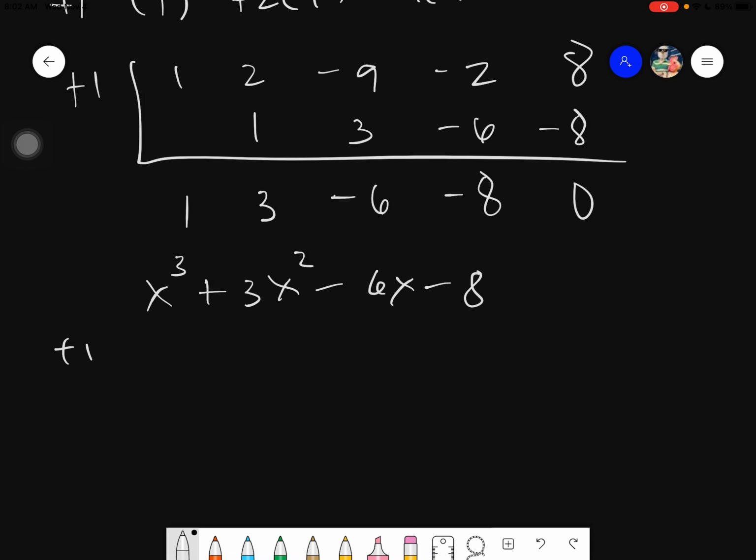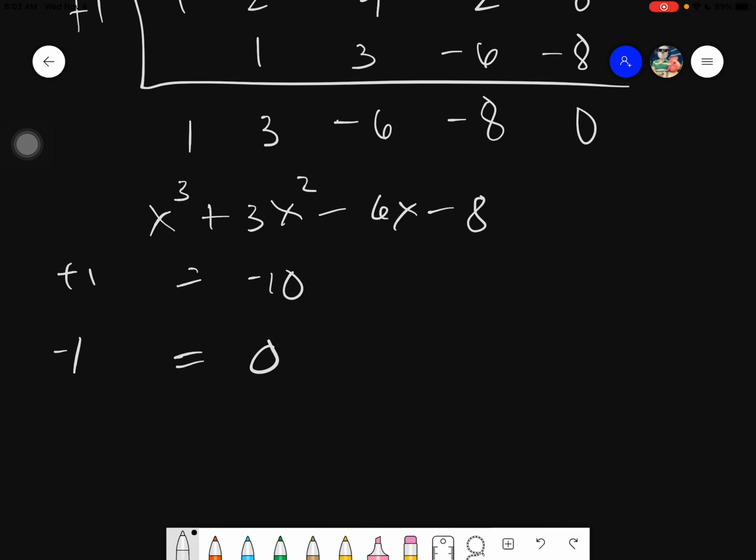So let me just input that in my calculator. x cubed plus 3x squared minus 6x minus 8. Let's try 1 again. Okay? If you try positive 1, the answer would be negative 10. So definitely not. Maybe let's try negative 1. If we try negative 1, the answer would automatically be 0.